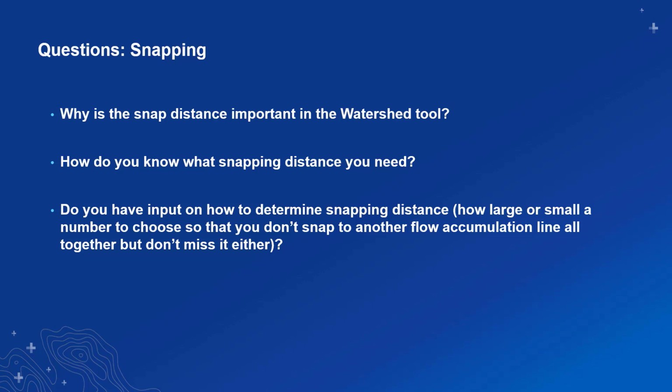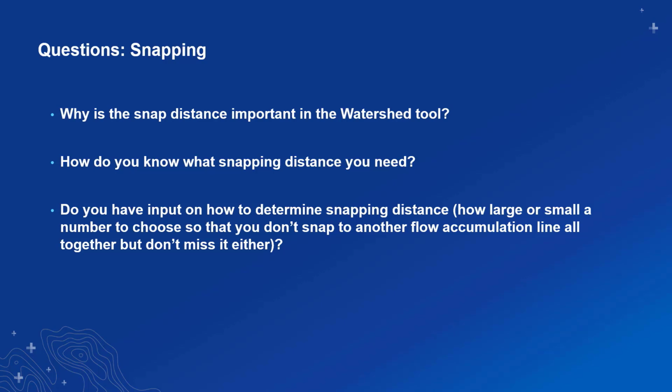The snapping distance defines the maximum distance allowed to move the point in the process of snapping. If too small, the snapping might not find a nearby stream. If too large, it might snap on a wrong stream. The next question is, how do you know what snapping distance you need? Snapping distance depends on two key things. First, cell size of your DEM.